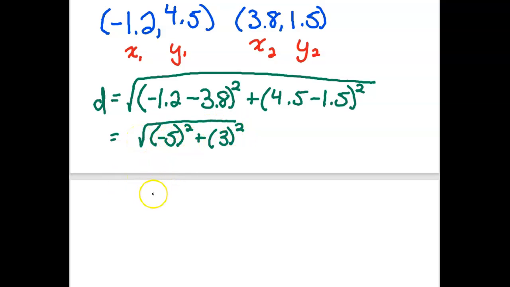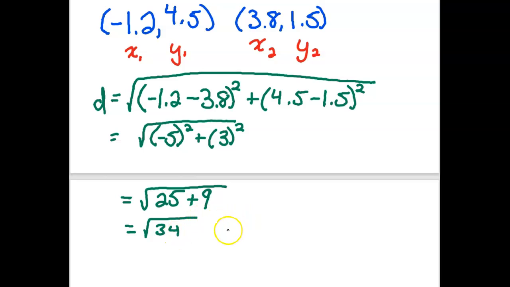So negative 5 squared gives me a positive 25. 3 squared gives me a positive 9. We add those together and we get the square root of 34. Which again, I want to look at the exact. Well, square root of 34 isn't going to break down any. Okay, so that is our exact value. An approximate value would be 5.83.